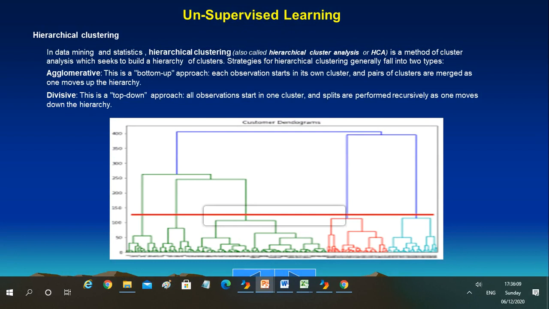Now hierarchical clustering. In data mining and statistics, hierarchical clustering, also called hierarchical cluster analysis or HCA, is a method of cluster analysis which seeks to build a hierarchy of clusters. The strategies for hierarchical clustering generally fall into two types. First is agglomerative. This is a bottom-up approach. Each observation starts in its own cluster, and pairs of clusters are merged as one moves up the hierarchy. Second is divisive. This is a top-down approach. All observations start in one cluster, and splits are performed recursively as one moves down the hierarchy. This can be shown in the type of graph you are seeing, known as a dendrogram.